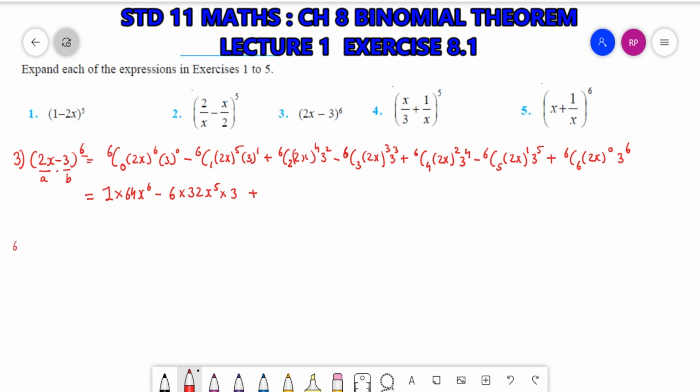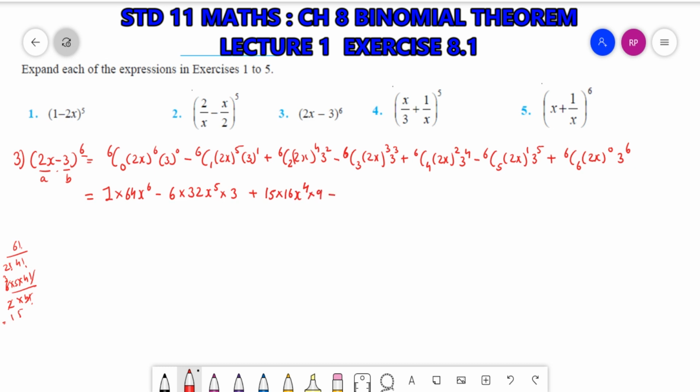6C2, so 6 factorial over 2 factorial times (6 minus 2) which is 4 factorial. 6 into 5 into 4 upon 2 into 4. 2 ones are 2, 2 threes are 6, 5 threes are 15. So 6C2 is 15. Then 2 raised to 4 is 16, x raised to 4, and 3 squared is 9.